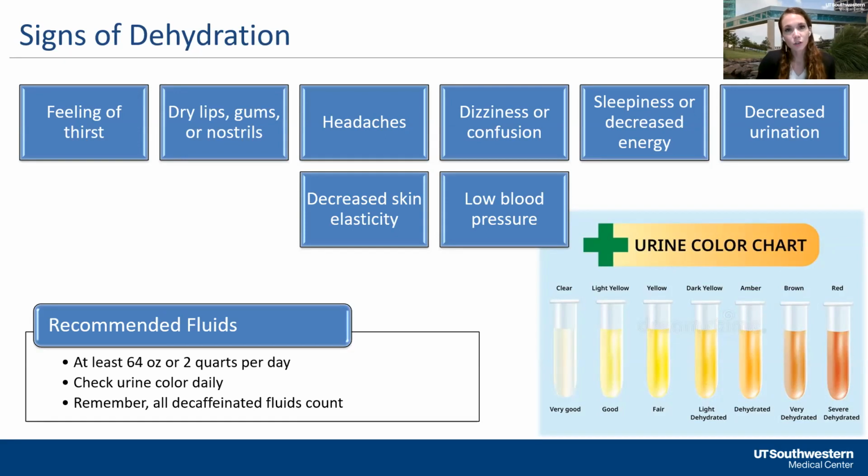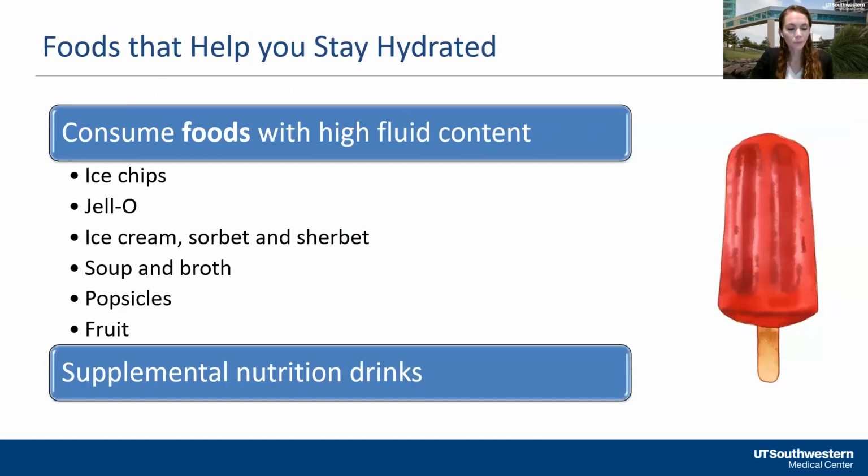It's recommended to consume at least 64 ounces of fluid throughout the day, and this includes all non-caffeinated fluids. So that can include things like Gatorade and other oral rehydration drinks, carbonated water, juice, broth, all of those things. This slide gives a few additional examples of some foods that can provide additional fluid throughout the day. Sometimes additional supplemental drinks and protein drinks can be beneficial to help you meet your increased protein, calorie, and even fluid needs.